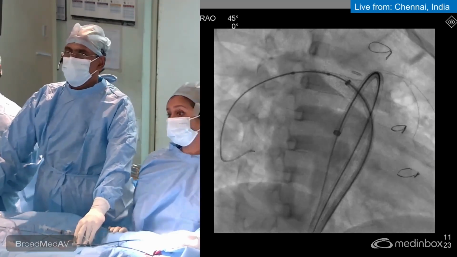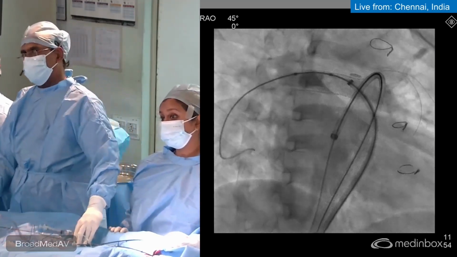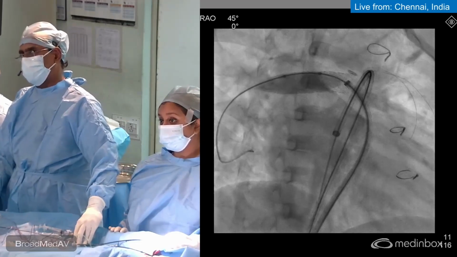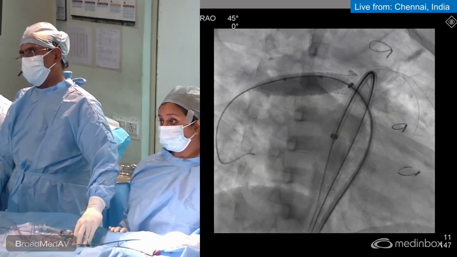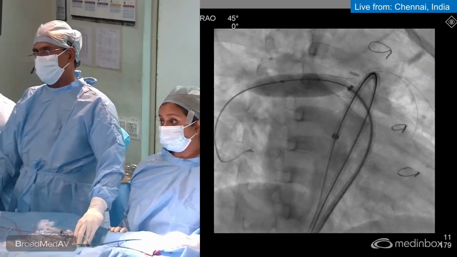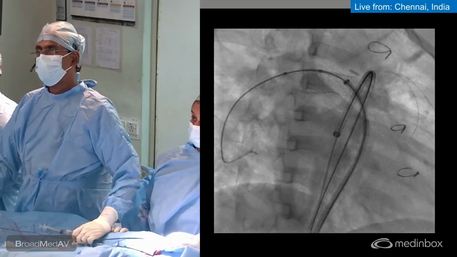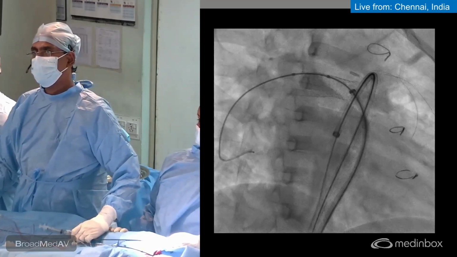Fluorostore and run this again. So this is the distal part of the stent being inflated. So probably we are inflating the distal about 15 millimeter. Now we have to come to the proximal part.